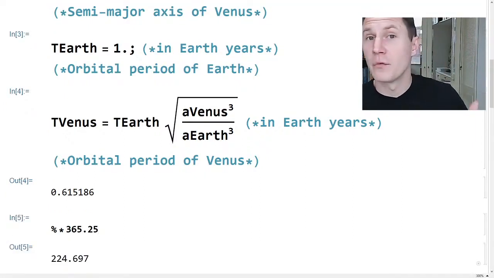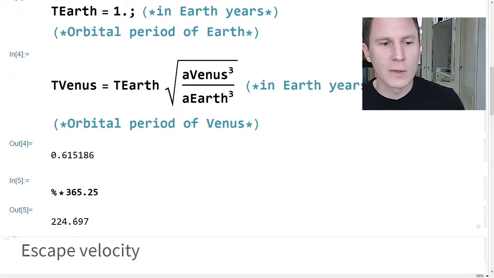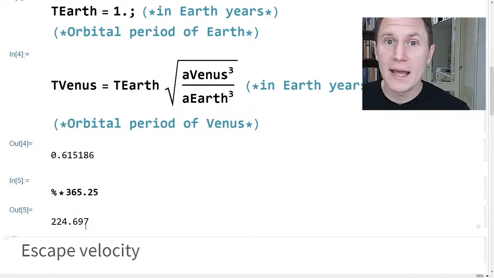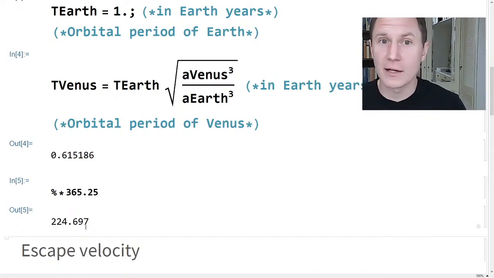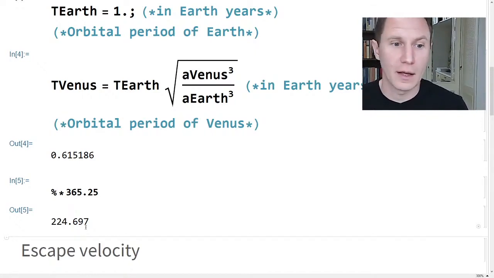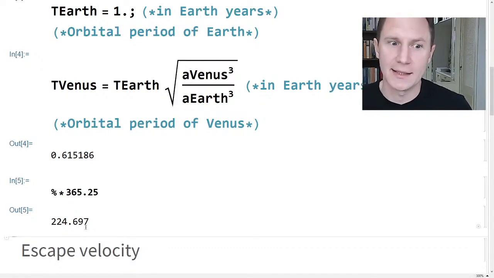So that's the number of days in a year on Earth, and here's the number that we get. So in fact, a year on Venus takes about 224 Earth days. Okay, so if you look this up, this is actually very close to the actual number of Earth days it takes for Venus to go around the Sun.